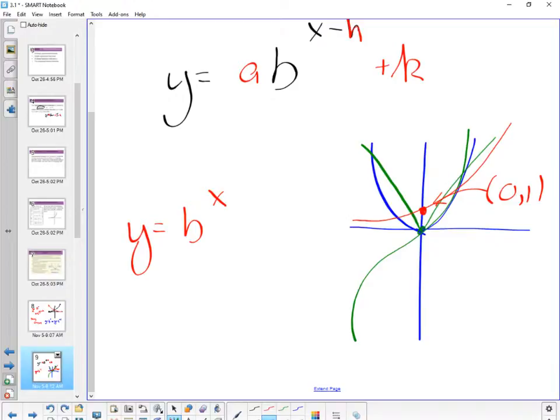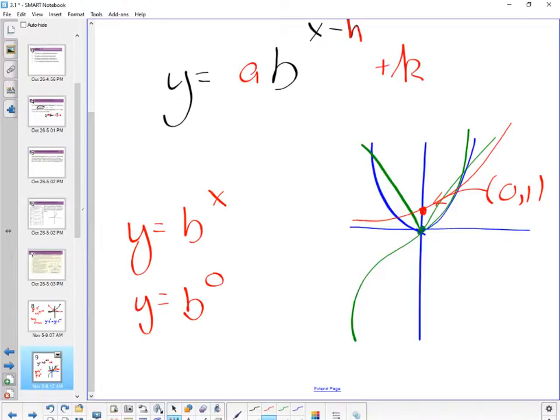Let's make x 0. So now I have y equals b to the 0 power. Now b can be any number that you want it to be. I don't care if it's 1, 2, 3, 5 billion. What is your number to the 0 power? Sometimes? All the time. And that's why we will always follow the point 0, comma 1 instead of 0, comma 0, because that's the point that we know will always hold true for any exponential function.